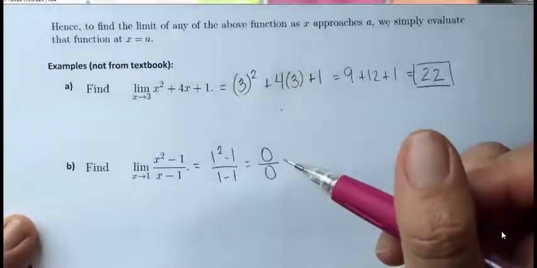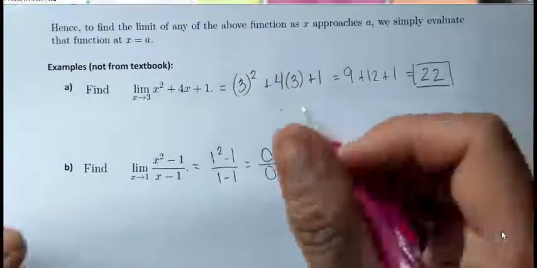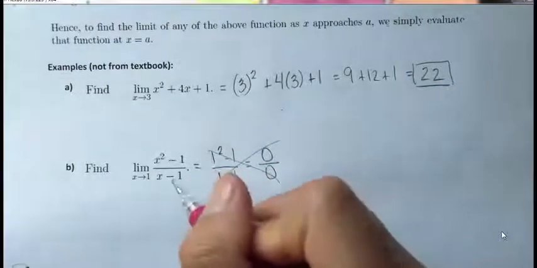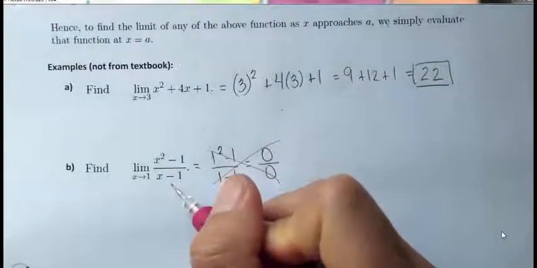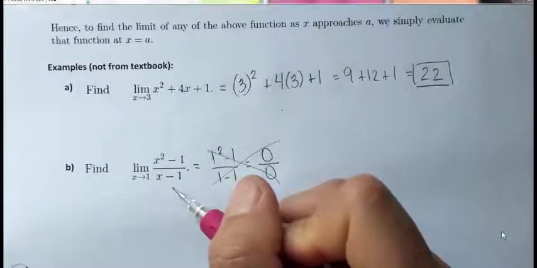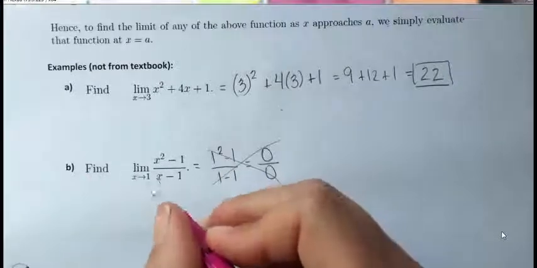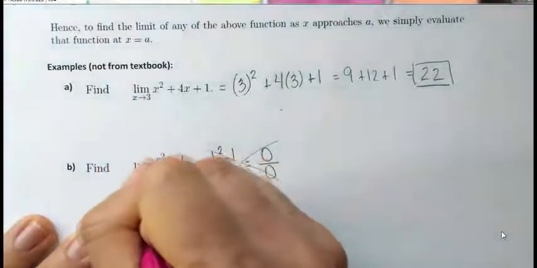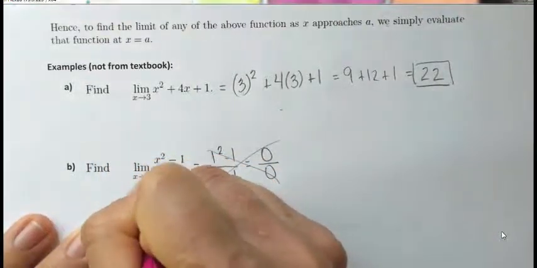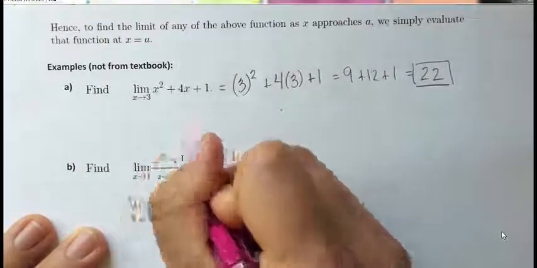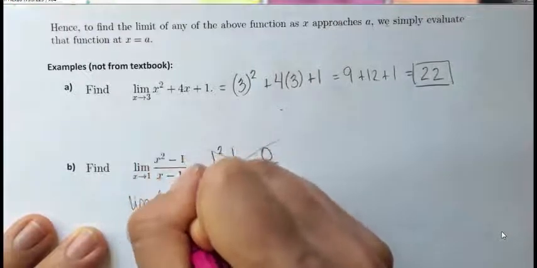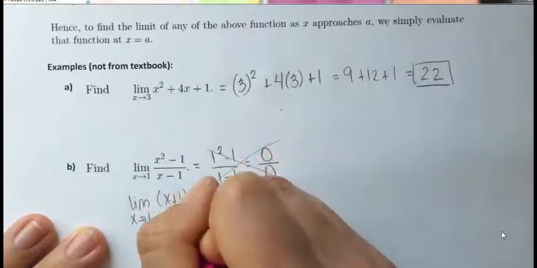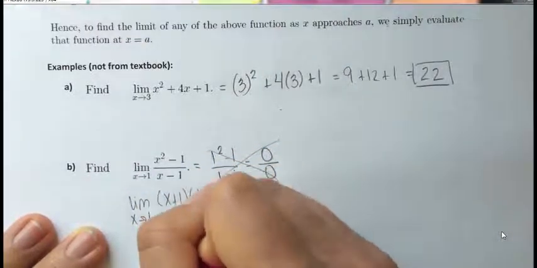Okay, so what do we do at this point? We try and use our algebra, because this is not an acceptable answer. This is telling me that there is actually a hole or some type of discontinuity at x equals 1. Now I know that there's a hole, and this is why I know that. I'm going to use my algebra to factor this. In my numerator, that is a difference of 2 squares, so that's x plus 1, x minus 1. My denominator is just x minus 1.